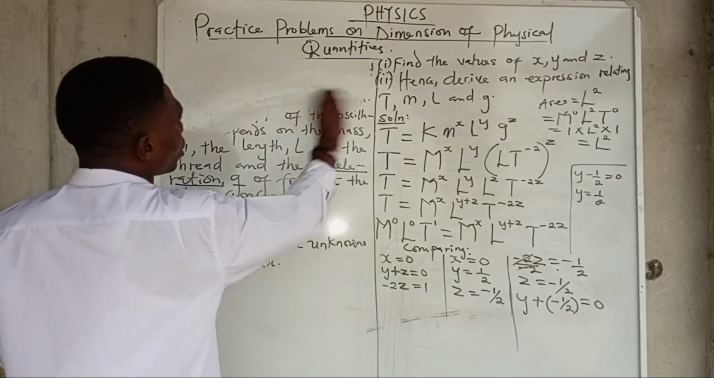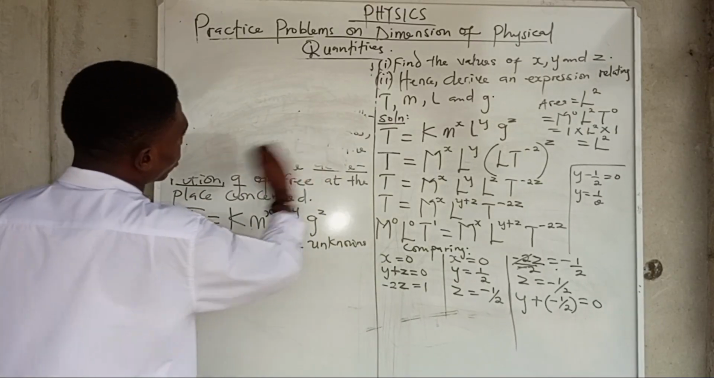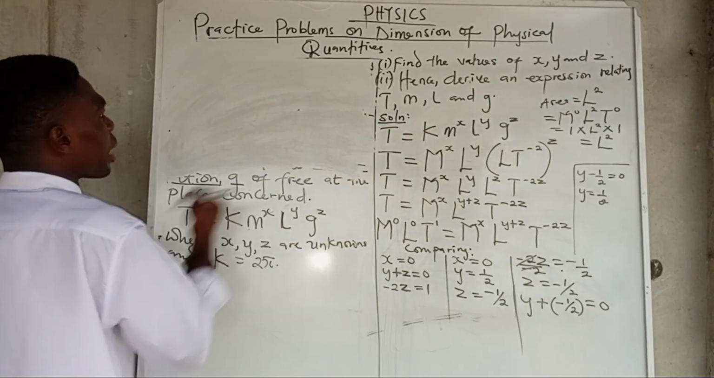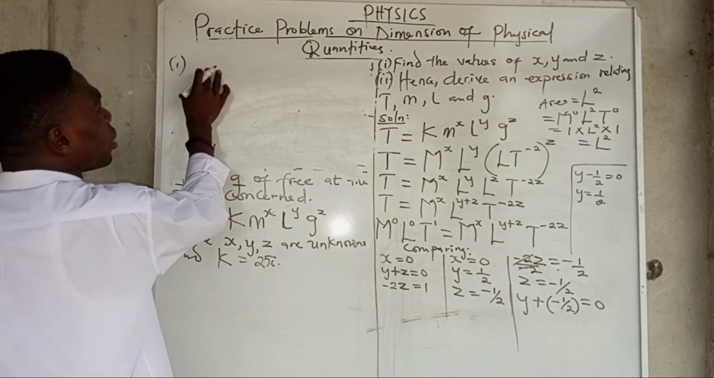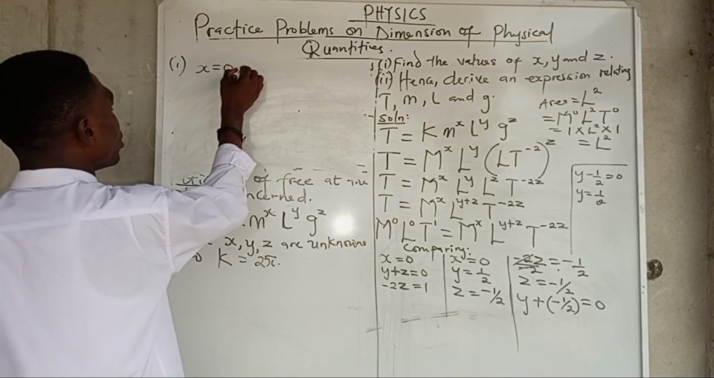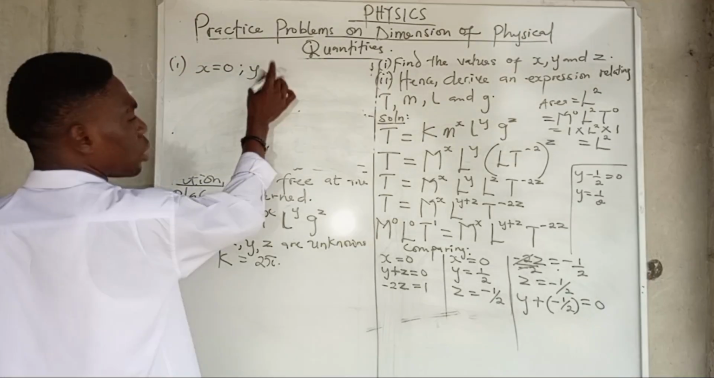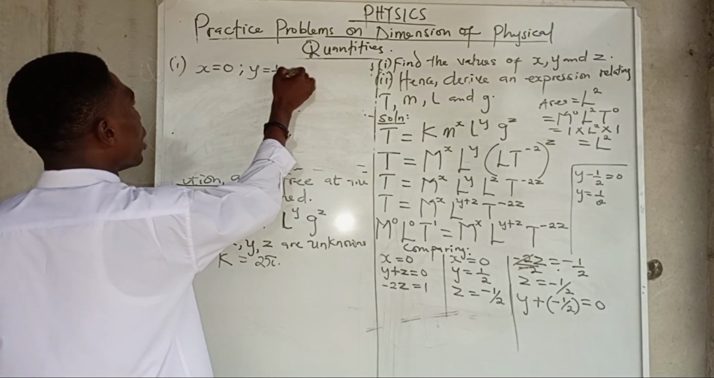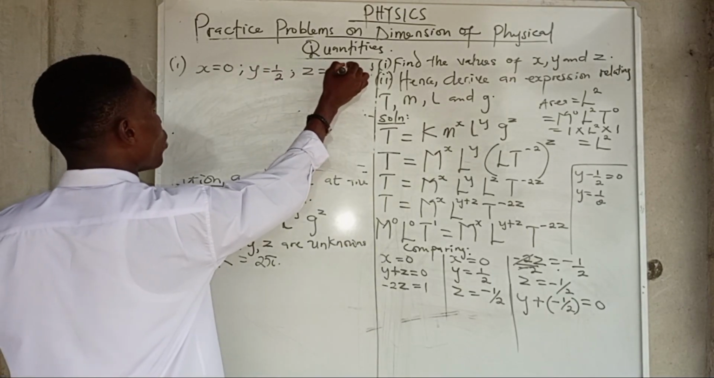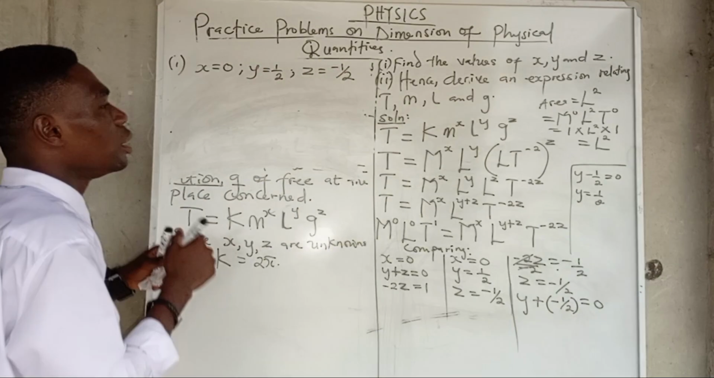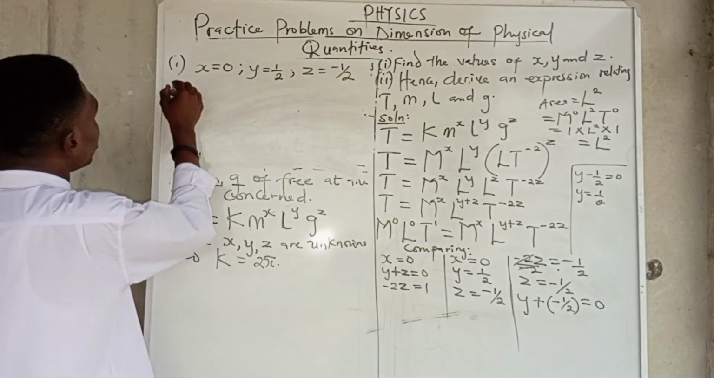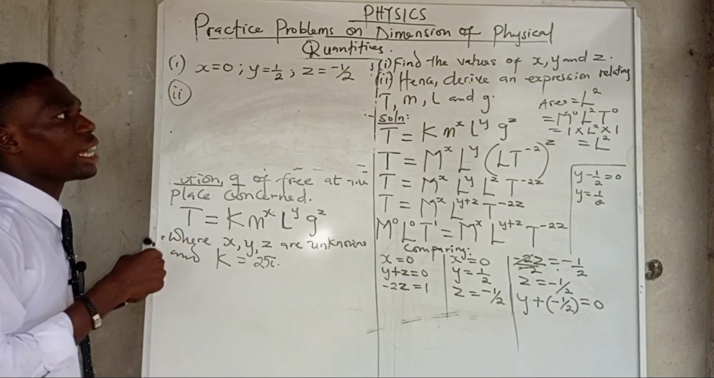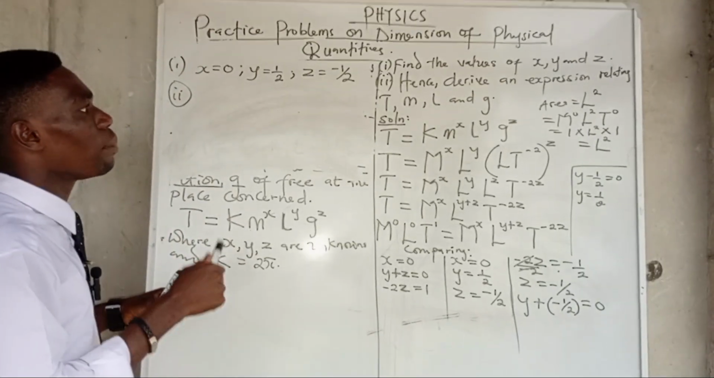So for the first question, which is I, we are getting that x is equal to 0, then y is equal to 1 over 2, and then z is equal to minus 1 over 2. These are the values. Next is to derive an expression relating T, M, L, and G.